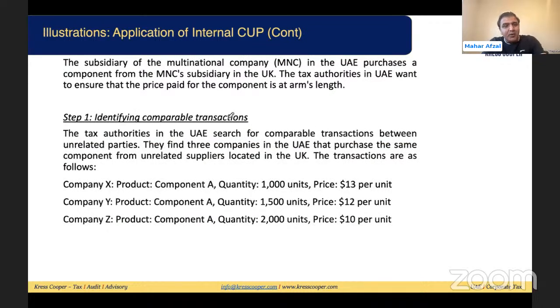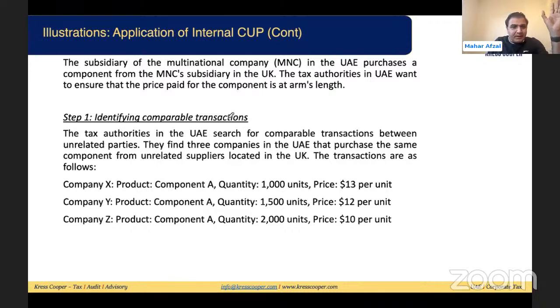I have called out one more example. This is important. A subsidiary of a multinational company in the UAE purchases components from the MNC subsidiary in the UK. When a company is buying goods from the UK, the tax authorities in the UAE want to see that the price paid for the component is arm's length. So the tax authorities in the UAE search for a comparable uncontrolled price between unrelated parties. This is basically the external CUP: a comparable uncontrolled price for unrelated parties. They find three companies in the UAE that purchase the same component from an unrelated supplier located in the UK. The transaction is the same, the quantity is the same, the markets are the same, UAE and UK, the supplier is the same. So the related party is charging a different price.